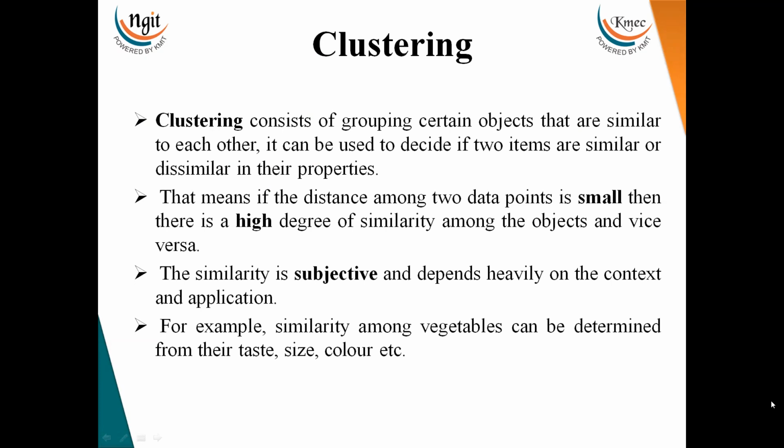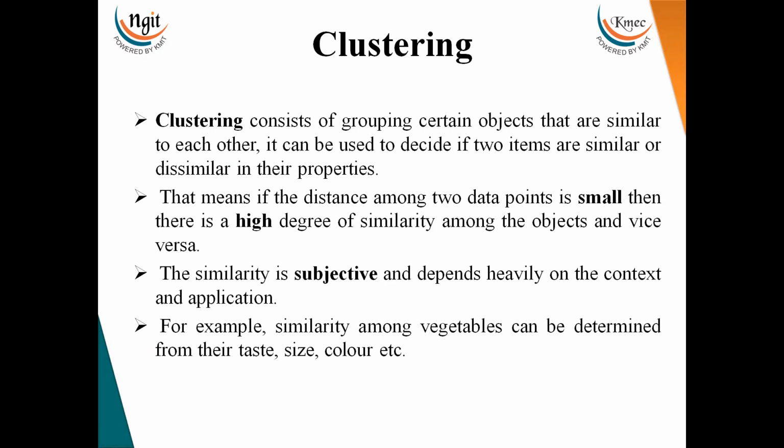So this is the basic concept of cluster, and the cluster concept is also used in machine learning. We have certain algorithms which we use for forming clusters in machine learning. Clustering consists of grouping certain objects that are similar to each other, and it can be used to decide if two items are similar or dissimilar in their properties, whether they belong to the same category or not. If they belong to the same category, they will fall into one cluster. If they do not belong to the same category, they'll be in another cluster.